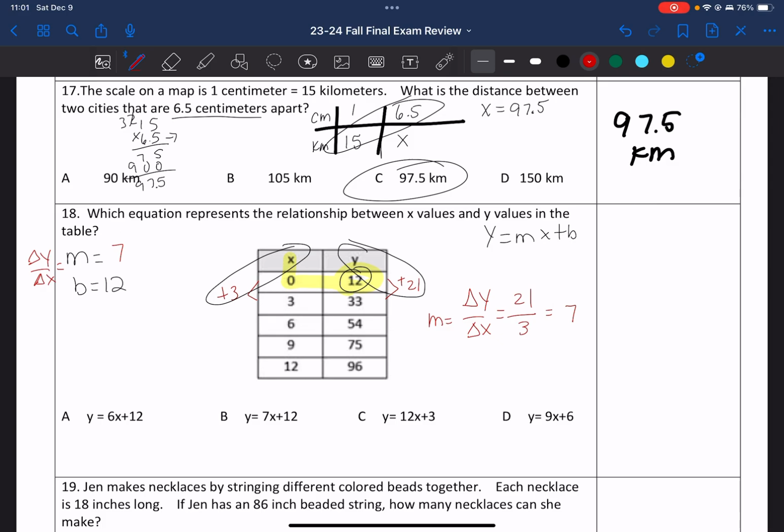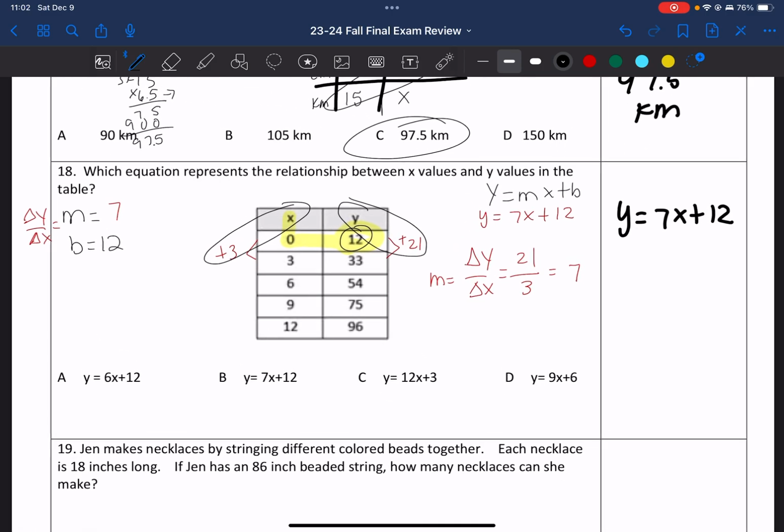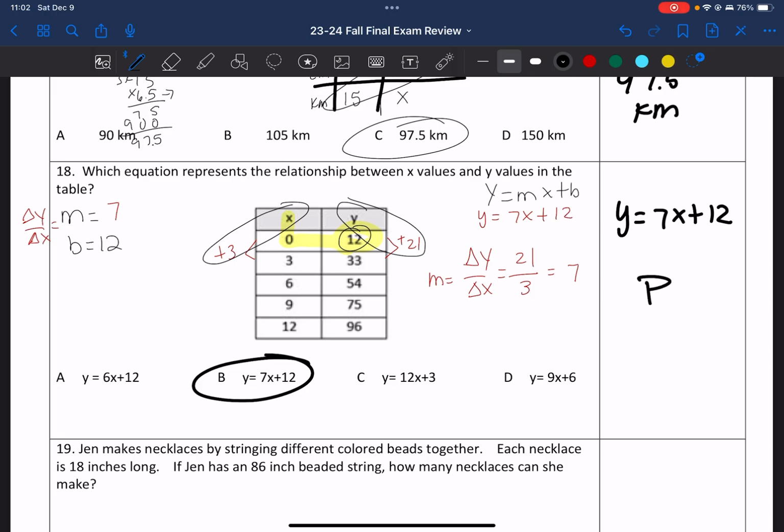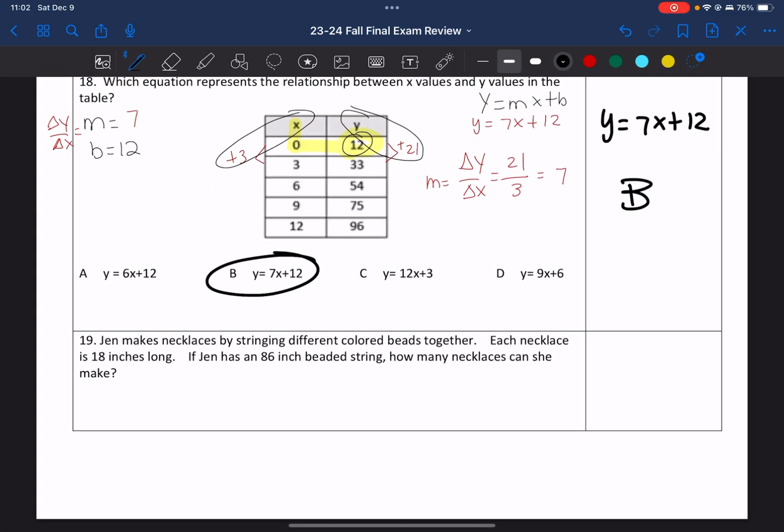Now let's go ahead and write that in our formula. y equals 7x plus 12. So our final answer is going to be y equals 7x plus 12, and that is B.